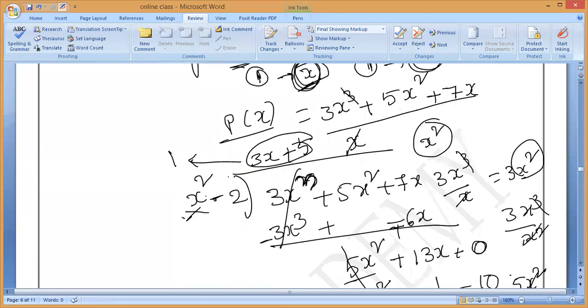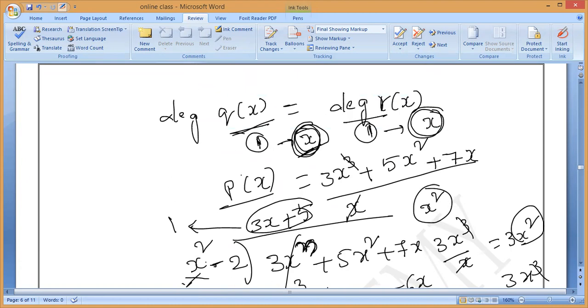So now you can see here, I have divided the 3x cube plus 5x square plus 7x. This is my own example. I have divided with something and I fixed in my mind first itself that q of x and r of x, let me take degree should come 1. Your choice it is. You may think here it should come 2 and here also then must come 2. Do you understand, all of you?